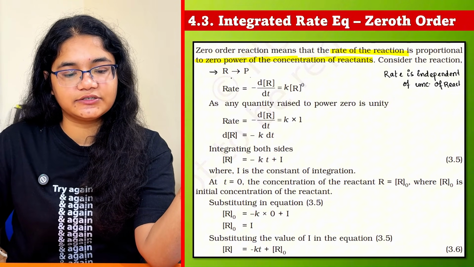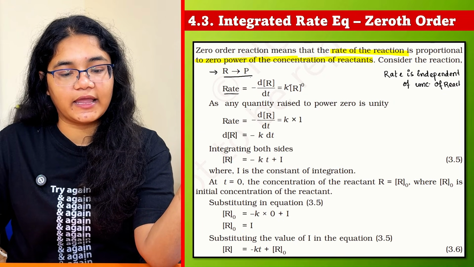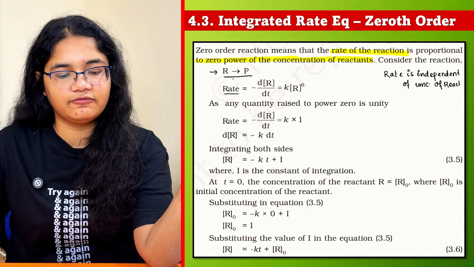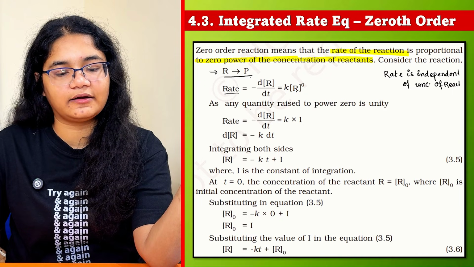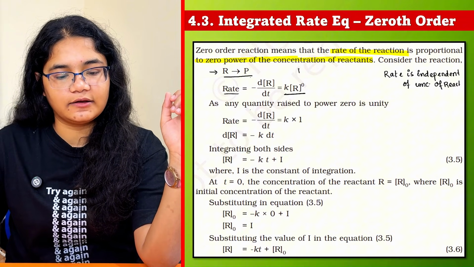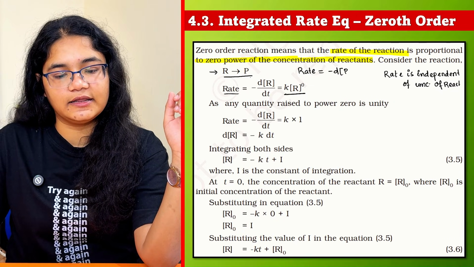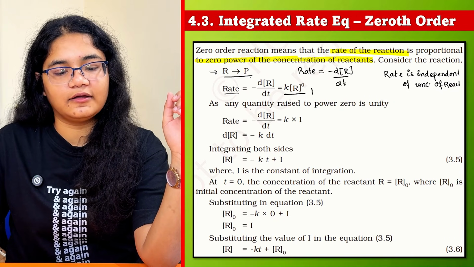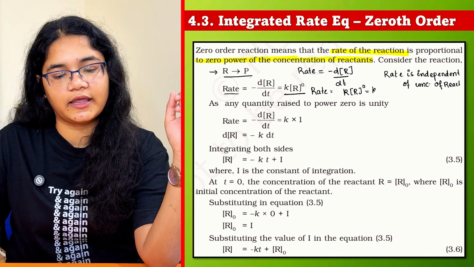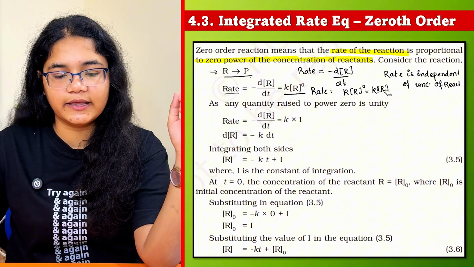Suppose let us assume that a reaction is given, R gives you P. Then rate will be equal to minus dR by dt, and that is equal to k into R^0, right? So from the given equation I can write rate is equal to minus dR by dt. Then rate is also equal to, since it is a 0th order reaction, k into R^0, which is equal to k, right? So not k into R, only k.